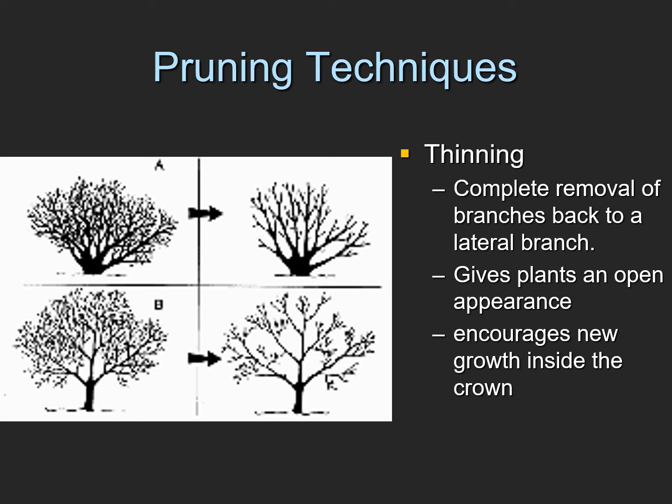Another technique is thinning. This is the complete removal of branches back to a lateral branch. As you can see in these pictures here, they're not great pictures, but you can see where they've basically thinned a lot of those branches out, selectively pruned those all the way back to the main branch that came off of it and left a few. This gives the plant an open appearance, which allows airflow through, which really helps reduce disease problems. It also encourages new growth inside the crown. If that's something you need for that plant, if you thin some of that out away from the inside of the plant, you'll get some of that newer growth down inside.